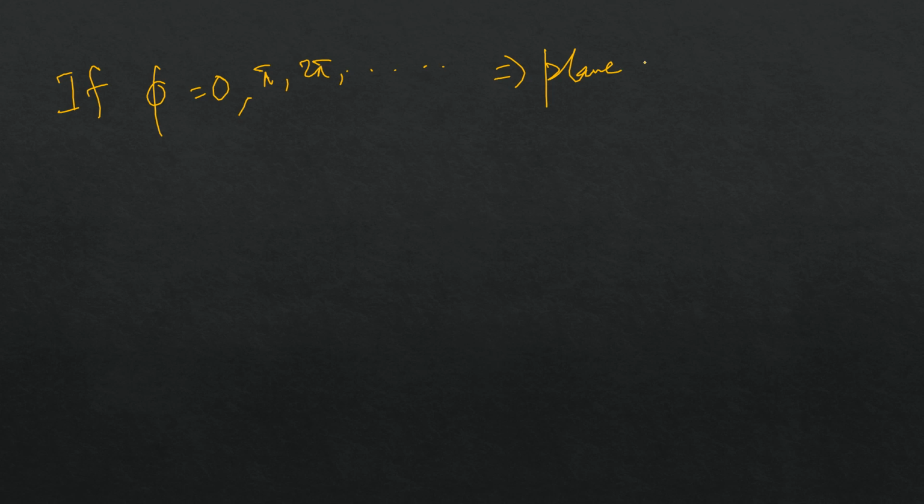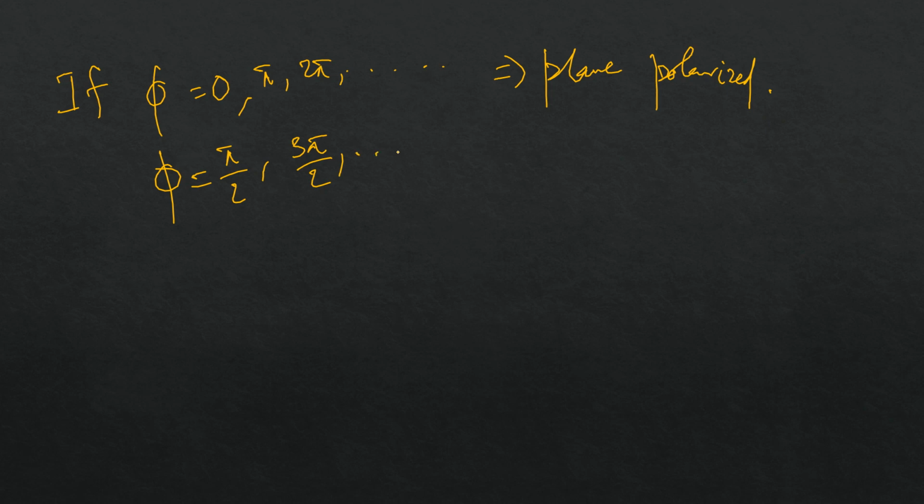Now we will write the polarization conditions. If there are two waves and the phase difference phi is equal to 0, pi, 2 pi and so on, then it will be plane polarized. But if phi is an odd multiple of pi by 2, like pi by 2, 3 pi by 2 and so on, then we have to check the amplitude and divide accordingly.